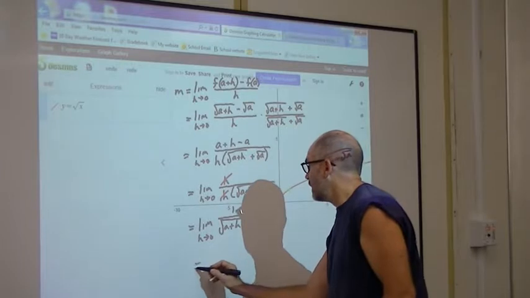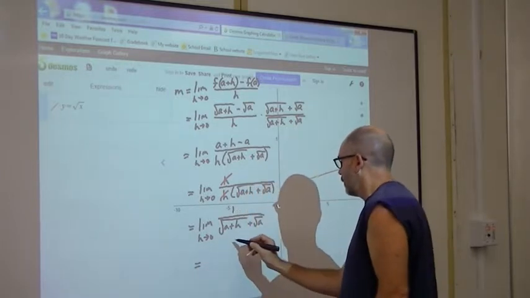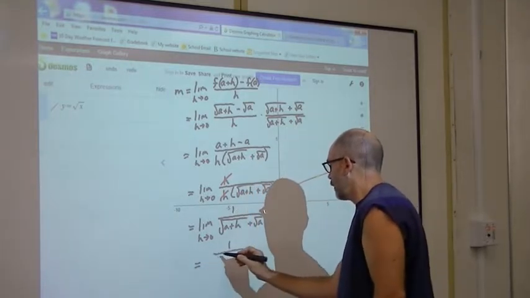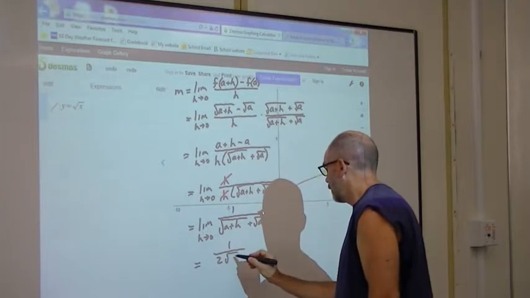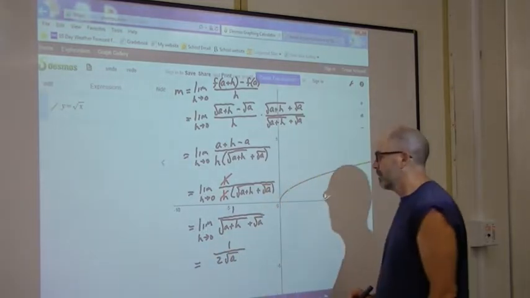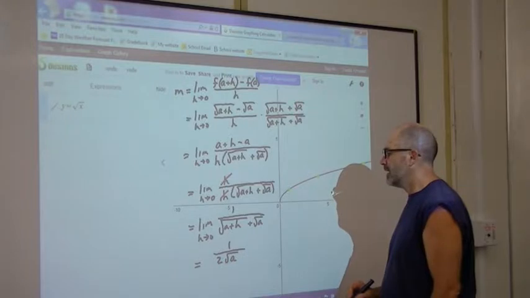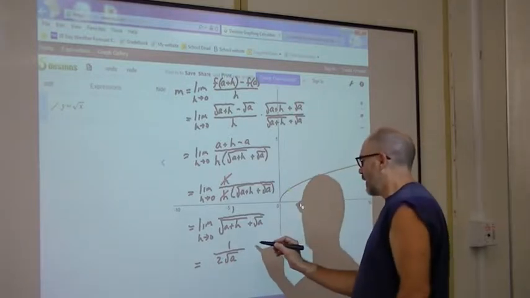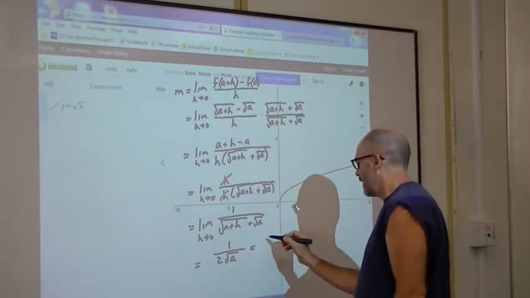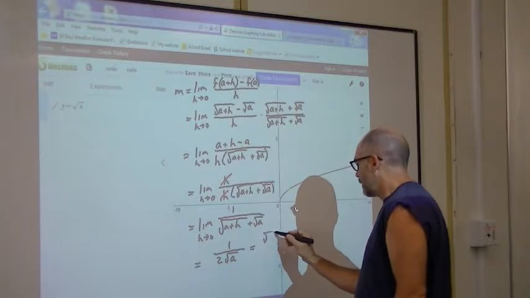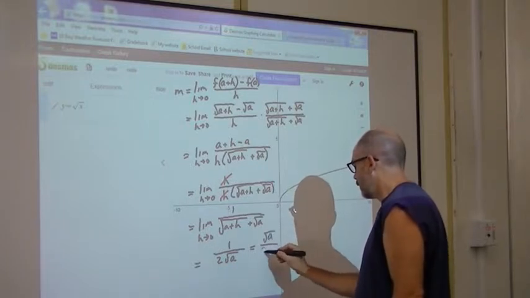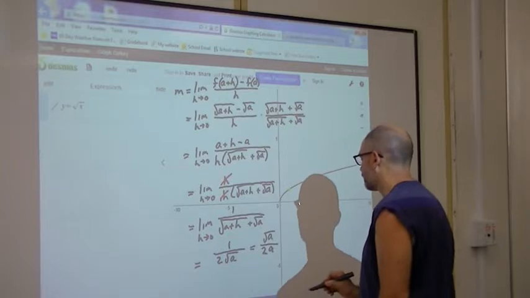So the slope is going to equal 1 over 2 square root of a. And if I multiply by square root of a over square root of a, then I end up with square root of a over 2a.